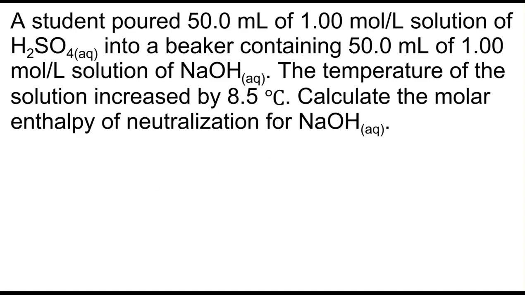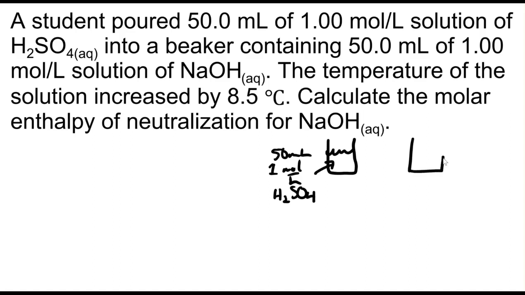So let's double check we know exactly what's going on here. We've got a beaker containing 50 milliliters of 1 mole per liter. The first one is not 1 mole per liter sodium hydroxide, it's 1 mole per liter sulfuric acid. Perfect. And then we've got another beaker.